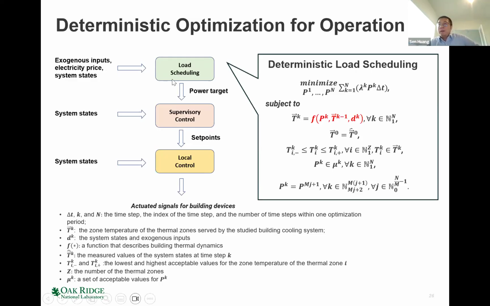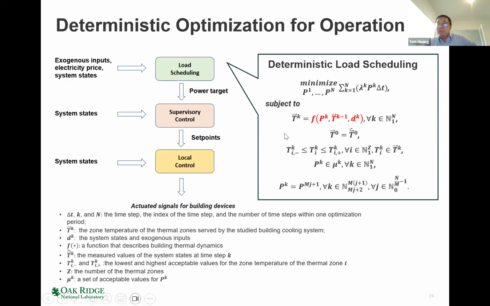We take some input from the grid, for example the electric price, and based on that price, we can do some optimization to generate a dispatch signal. The dispatch signal means the desired power to be consumed by a certain building device. Then based on that dispatch signal, we can rely on supervisory control and local control to convert those signals into the actual operation schedule of the device. So we call it the dispatch process.